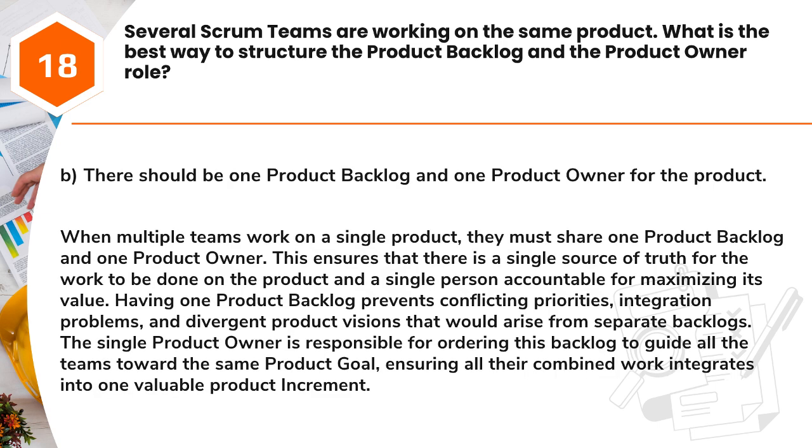Answer: B. There should be one product backlog and one product owner for the product. When multiple teams work on a single product, they must share one product backlog and one product owner. This ensures that there is a single source of truth for the work to be done on the product and a single person accountable for maximizing its value.